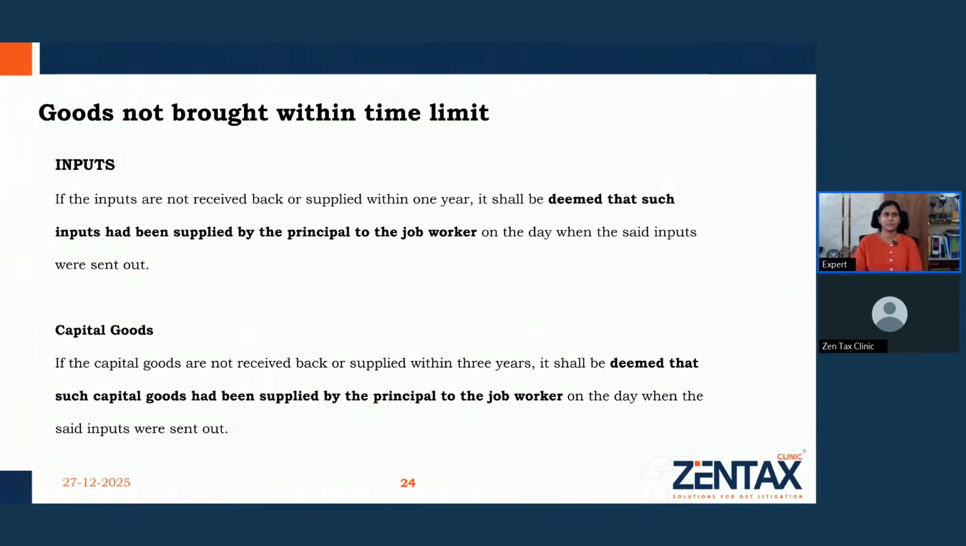What happens if the goods are not brought back within the time limit? If it is inputs and they are not received back or supplied within 1 year, then it shall be deemed that such inputs had been supplied by the principal to the job worker on the day when the said inputs were sent out. If it is capital goods and they are not received back or supplied within a period of 3 years, then it shall be deemed that such capital goods have been supplied by the principal to the job worker on the day when the said goods were sent out.